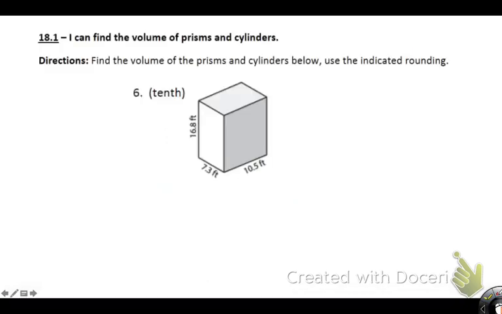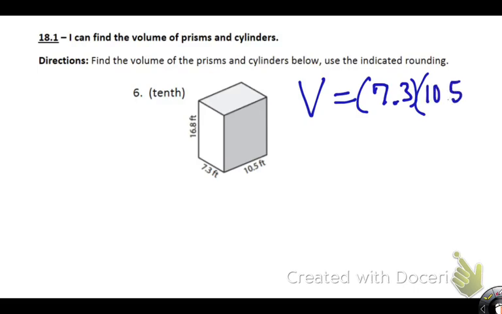Okay, first one, we're going to find the volume of this prism. So the volume is always the area of the base times the height. The area of the base looks like it's a rectangle, so it's going to be 7.3 times 10.5 and then times the height, which looks like it is 16.8. Alright, and we multiply all those together. So let me do that.